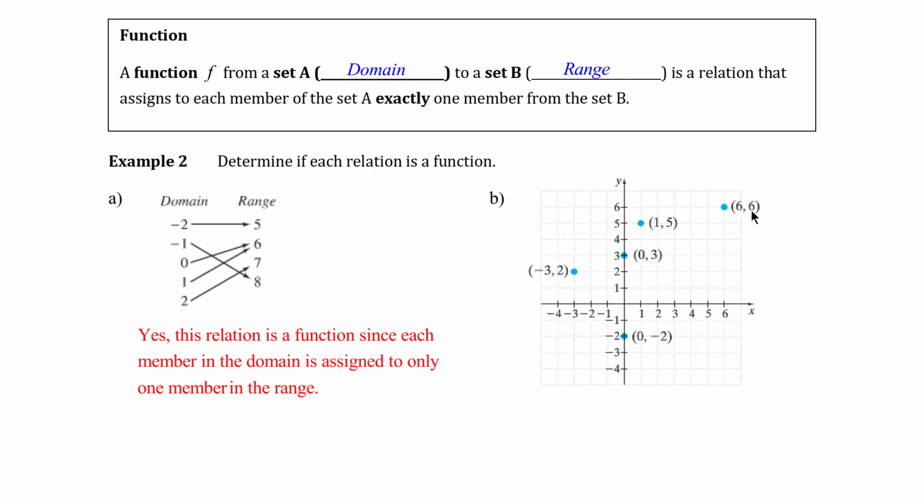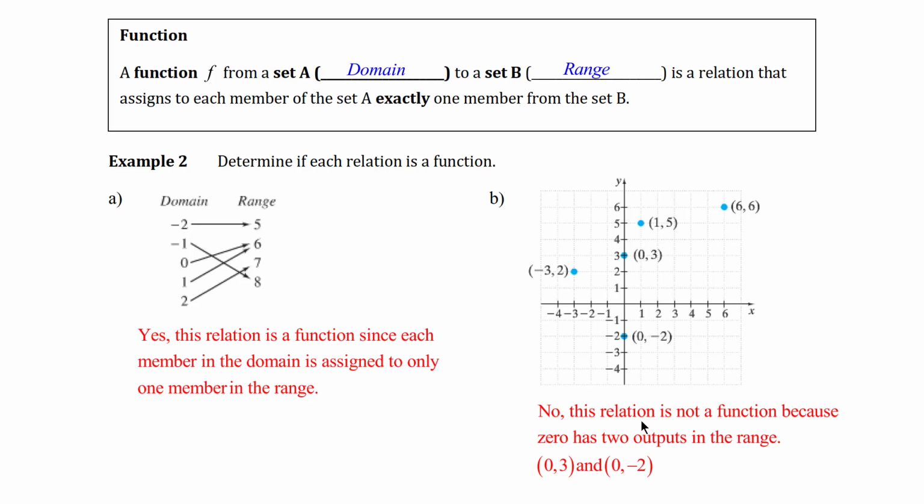Next, we need to determine if this is a function. Well, if you take a close look, notice the points 0, 3 and 0, -2. The x value of 0 corresponds to two y values, 3 and -2. So this means no, this relation is not a function because 0 has two outputs in the range, 0, 3 and 0, -2.